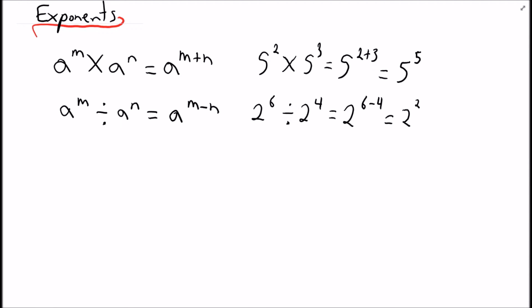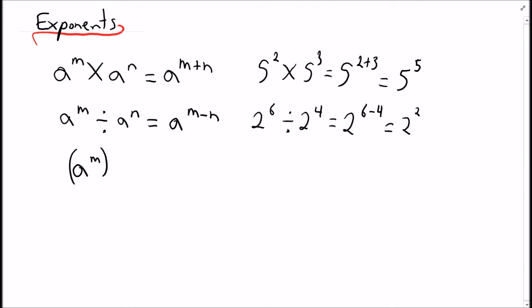If we have an exponent on an exponent, so let's say I had a to the m, and we take that whole thing and we want to raise it to another power, the rule is that we multiply them together. So it becomes a to the mn, which is, remember, if we have two things beside each other, that means multiplication, so that's m times n. So if I had 3 to the power of 2 all to the power of 3, that's the same as 3 to the power of 2 times 3, which means that's 3 to the power of 6.